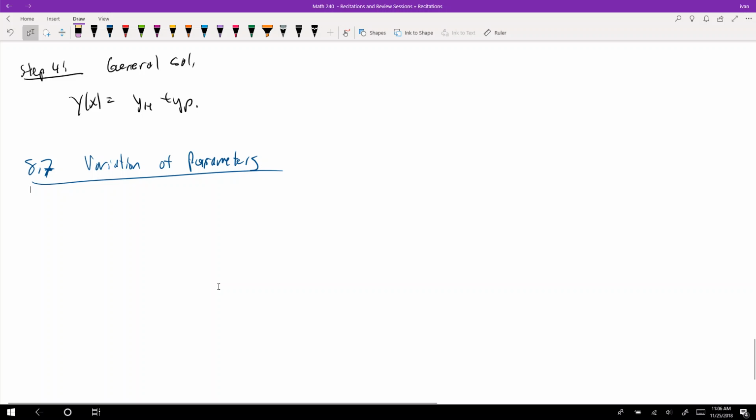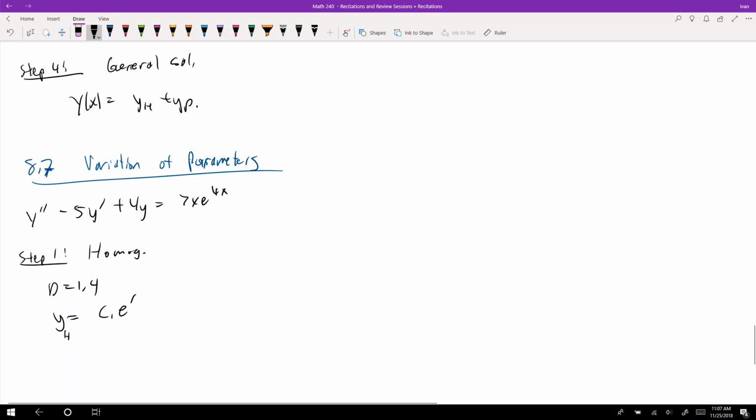So if you remember in last week's recitation, we took a look at a problem that looked like the following. y double prime minus 5y prime plus 4y is equal to 7x e to the 4x, right? So again, step 1, we solve for the homogeneous, which always is the case. So you get d is equal to 1, 4. So yh is equal to c1 e to the x plus c2 e to the 4x. Nothing should be provocative there.